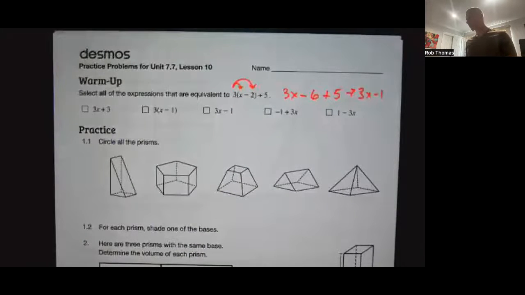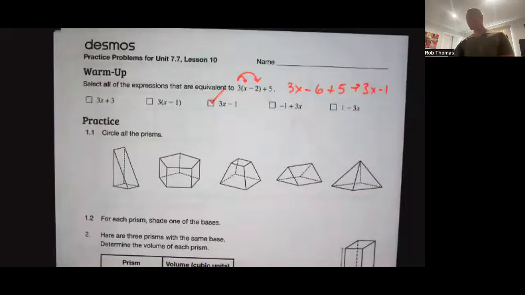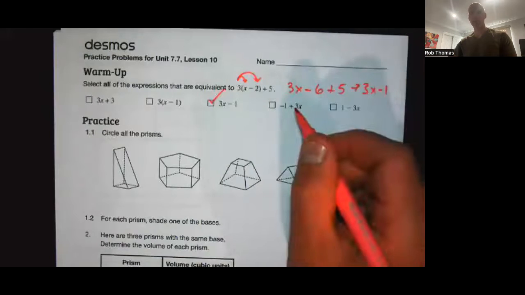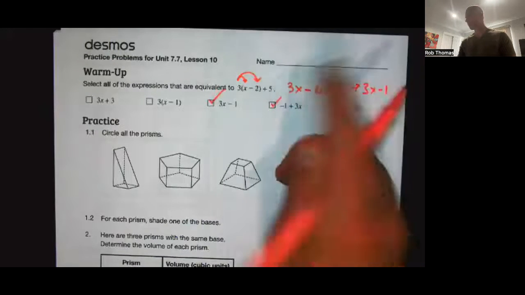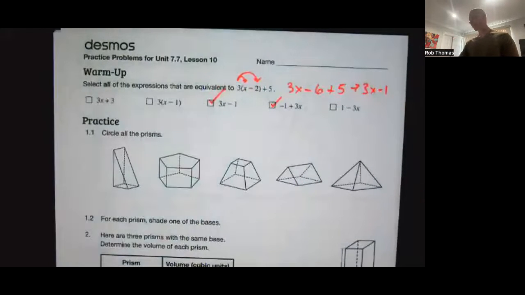Okay, so I'd say that one right there works. That one's pretty obvious. And this one right here is also the same thing. This is 3x plus negative 1, just with the negative 1 and the 3x moved around. This one, on the other hand, is not. This one, the 1 is positive and the 3x is negative, so those aren't the same thing.